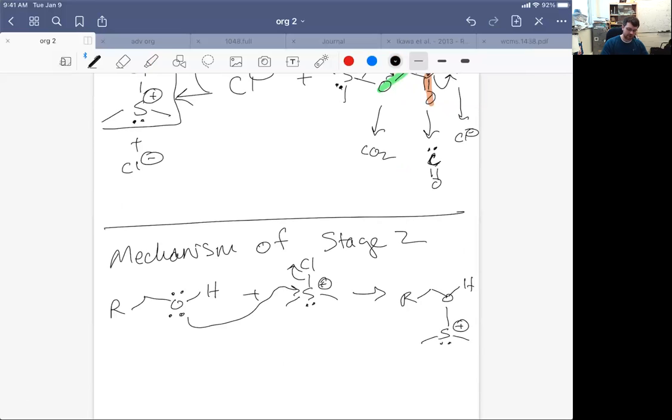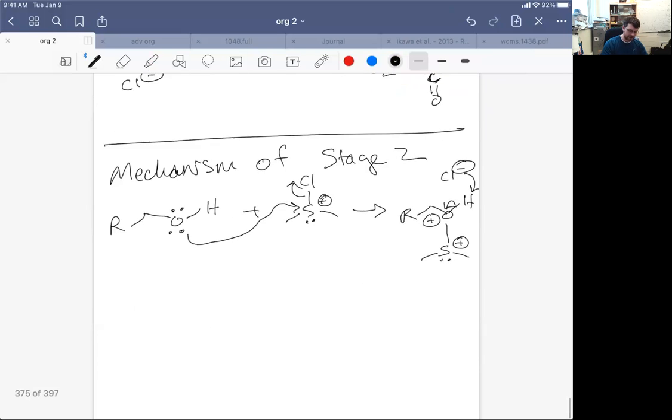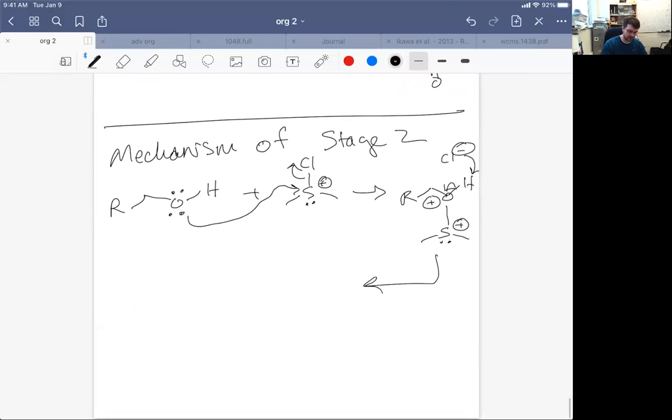again, a structure with sulfur and a positive charge, and now oxygen has a positive charge. And that's too many positive charges in close proximity, so the chlorine is actually going to come down, pick off the hydrogen, and we'll make some HCl as a result, along with our intermediate resulting from stage 2 that's now ready to go for oxidation.